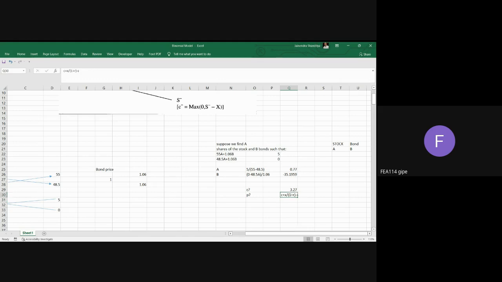How many of you know put call parity? Does anyone know about put call parity?